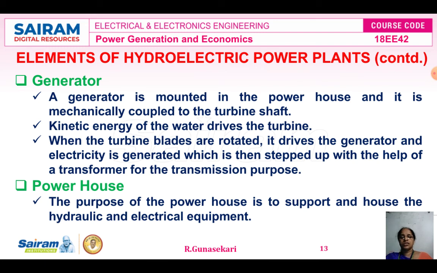The last element of the hydroelectric power plant is the powerhouse. What is the purpose of the powerhouse? The generator, turbine, everything is mounted in the powerhouse. The main purpose of the powerhouse is to support and house the hydraulic and electrical equipment. Hydraulic equipment means the turbine, and electrical equipment means the generator. For that purpose we use the powerhouse in the hydroelectric power plant.